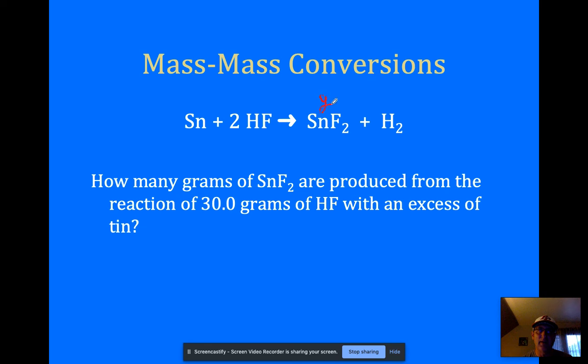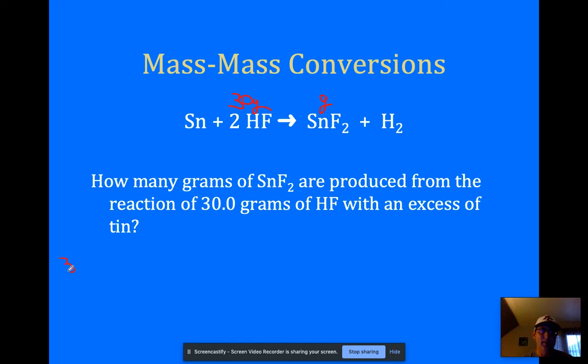So this is what we're trying to find. We want grams of this. From the reaction of 30 grams of this, HF, so we have 30 grams of that, with an excess of Sn. So that just means that we have plenty of Sn. So I need to go just in words from 30 grams of HF to moles of HF using the periodic table. Then from moles of HF to moles of SnF2 by using the balanced equation. The mole ratio is 2 and 1. 2 HFs for every 1 SnF2. This will actually be set up as 1 to 2 of this to that. And then finally go back to grams of SnF2 using the mass from the periodic table.